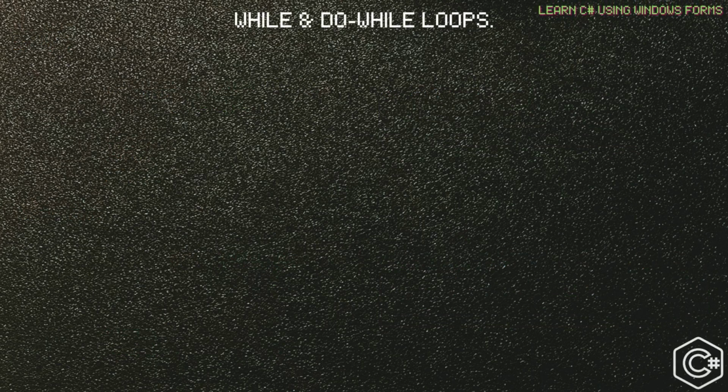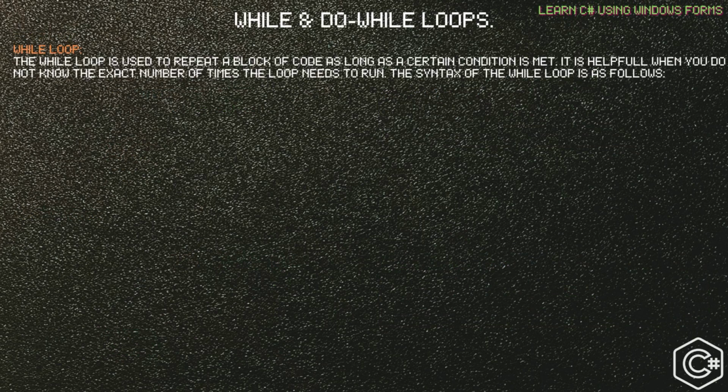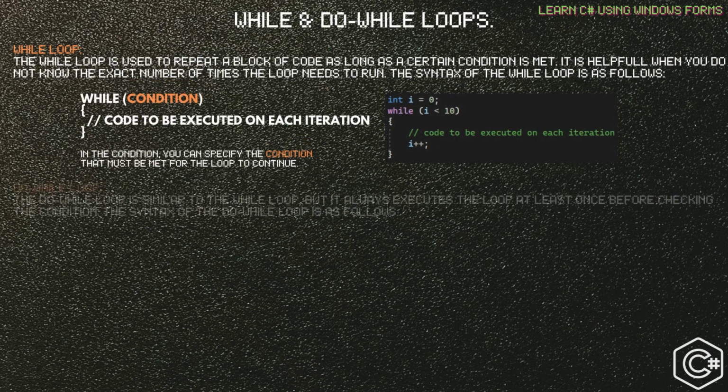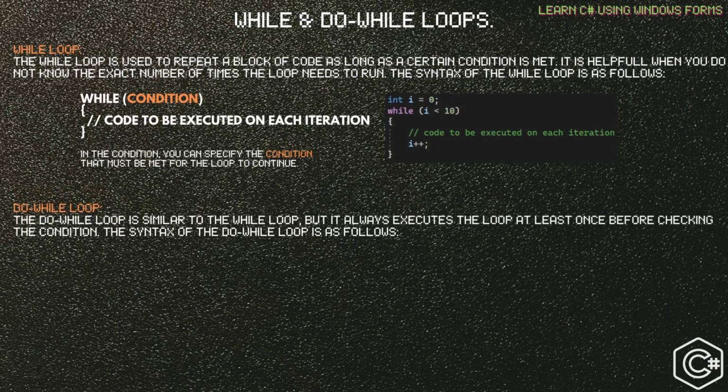While and do while loops. While loop. The while loop is used to repeat a block of code as long as a certain condition is met. It is helpful when you do not know the exact number of times the loop needs to run. The syntax of the while loop is as follows. Do while loop. The do while loop is similar to the while loop, but it always executes the loop at least once before checking the condition. The syntax of the do while loop is as follows.